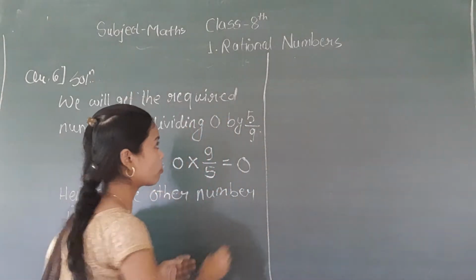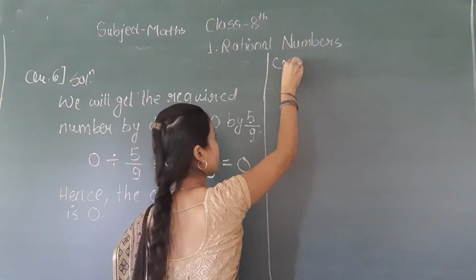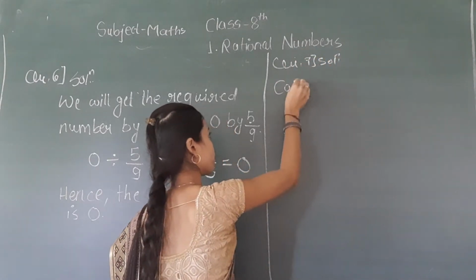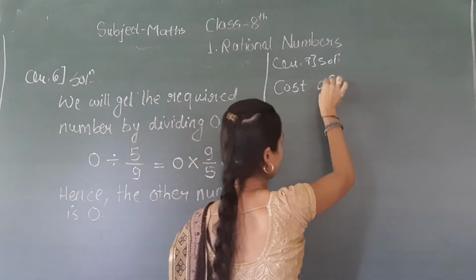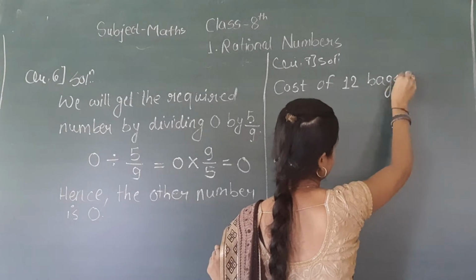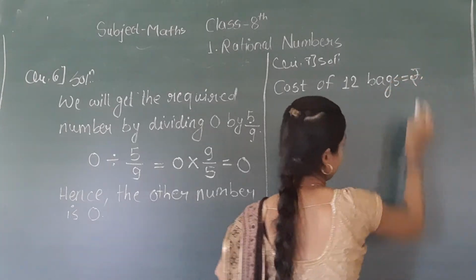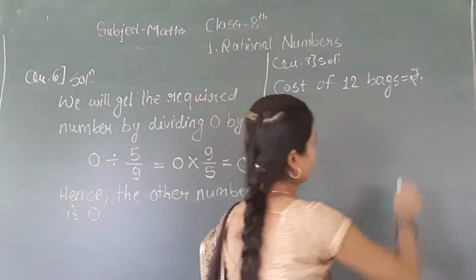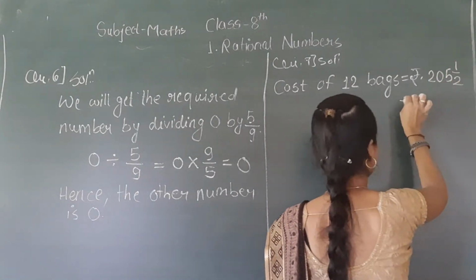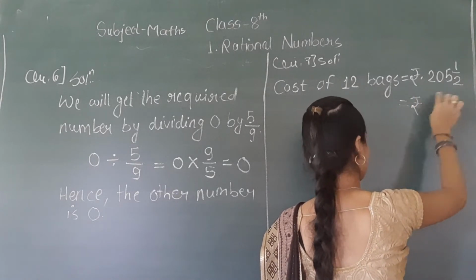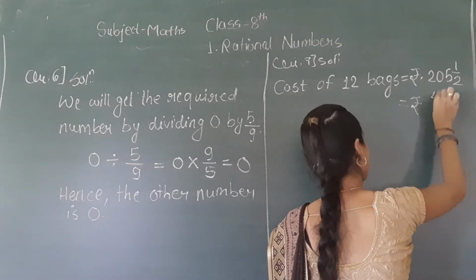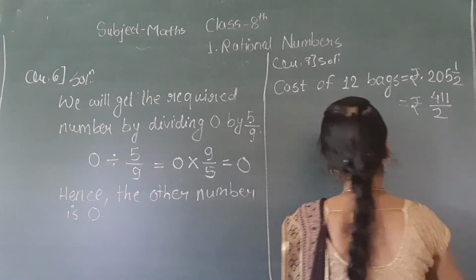For this question number 7 solution. Cost of 12 bags is equals to rupees 205 1/2. So it will be, it become, आप इसे कैसे लिख सकते हो? 2 into 205 that is 410 plus 1 that is 411 upon 2 rupees.